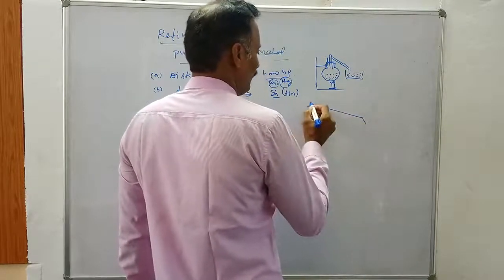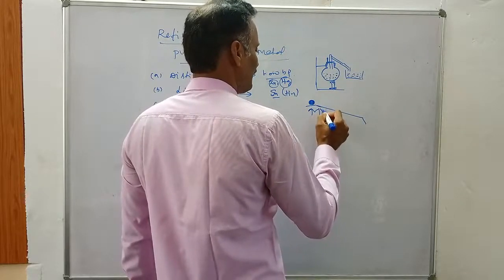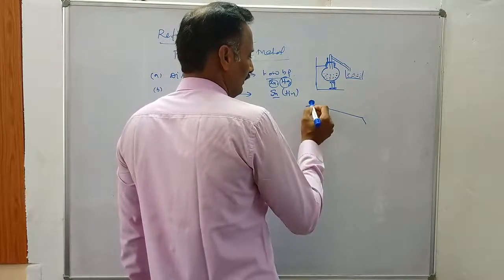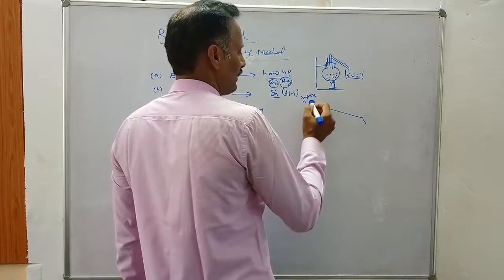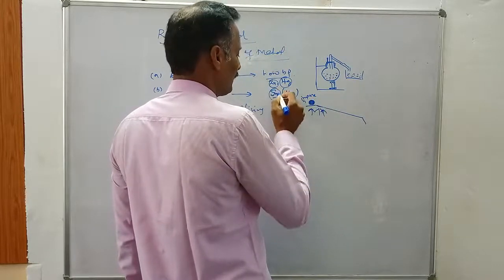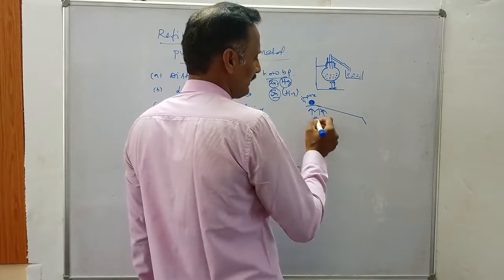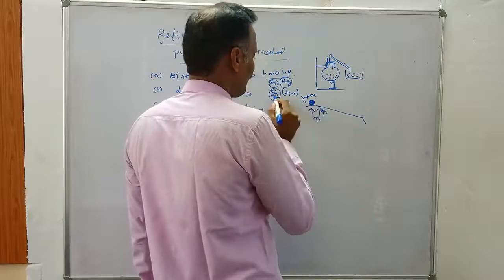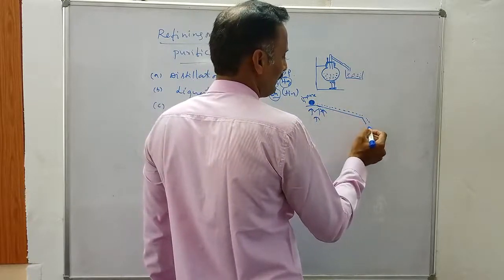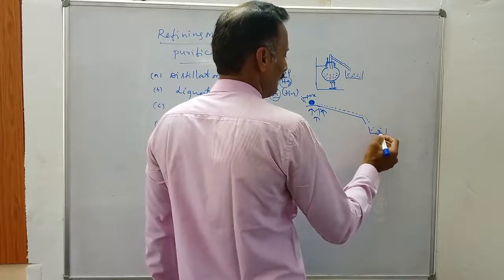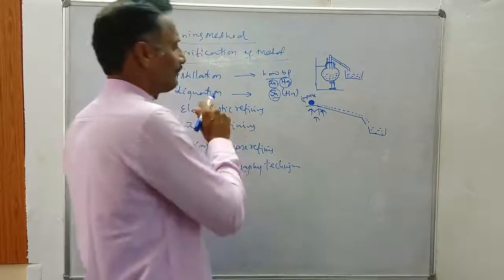An impure metal is kept on a sloping hearth furnace and it is heated. The impurity has a high melting point and the pure metal has a low melting point. On heating this sloping hearth furnace, the metal melts first in the form of liquid, and this liquid is collected in a separate vessel, and the impurities are left behind. This is the technique used for the liquefaction process.